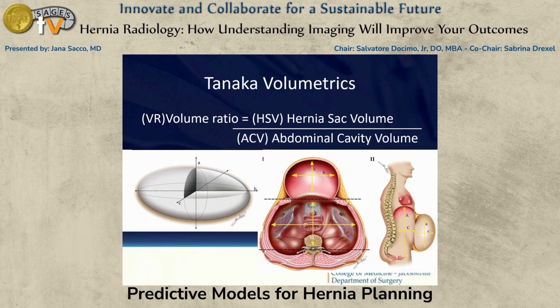Then we can look at volumetrics. Now, volumetrics are hard because we don't always have access to them, and despite this looking like a fairly simple volume to volume ratio, in order to show the hernia sac volume and the abdominal cavity volume, you have to assume an ellipsoid and do about 4 slides of math that you are thankful that I hid the slides and I'm not showing them to you because they're not very exciting.